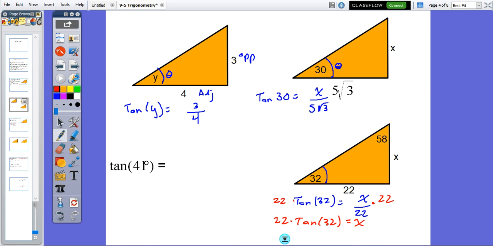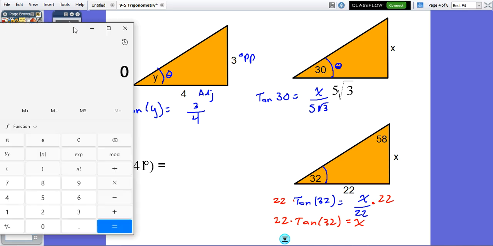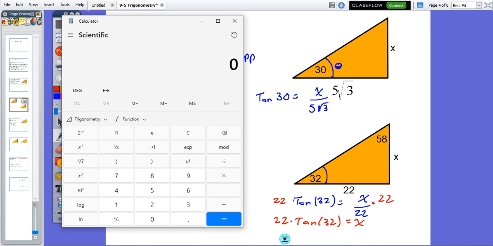So in your calculator, hopefully you have a handy dandy calculator here. I'm going to pull it up. Hopefully you can see this on the screen. You can do this on your phone too, but in some calculators, you have to kind of work it backwards. You have to start with the inside. You've got to start with the 32.